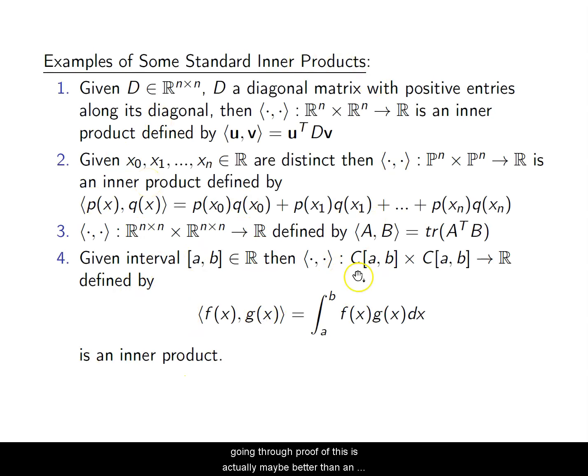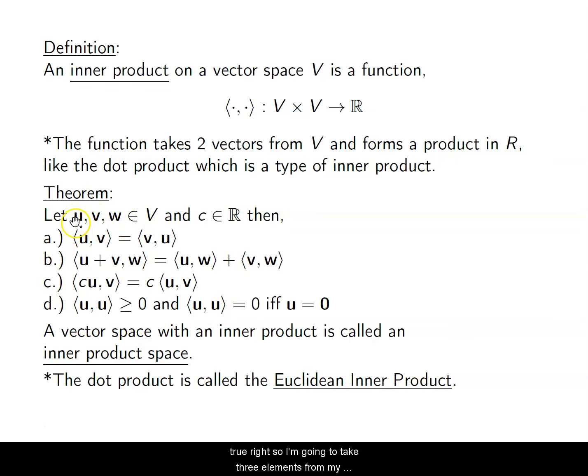Going through a proof of this is actually maybe better than doing an example, because as you go through a proof, you have to run through all of these properties, right? So what does it mean to be an inner product? It means that these things are true, right? So I'm going to take three elements from my vector space and a scalar, and I'm going to apply these four properties and show that they are true.